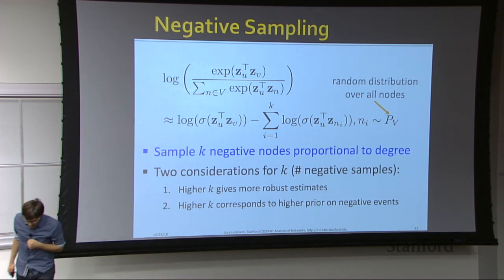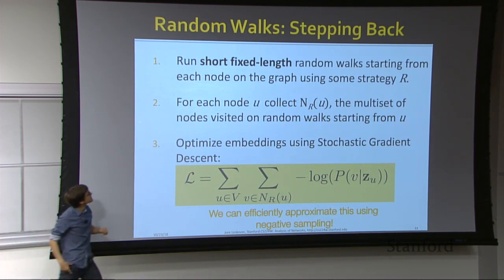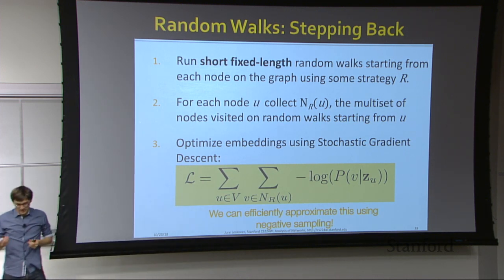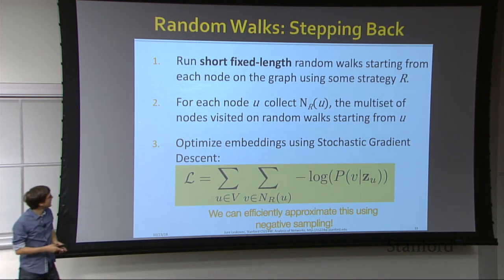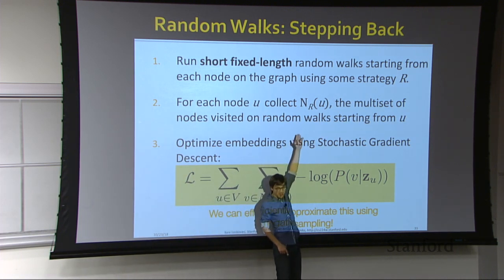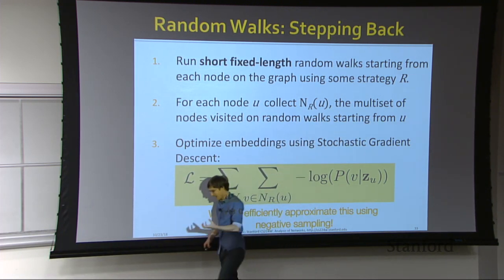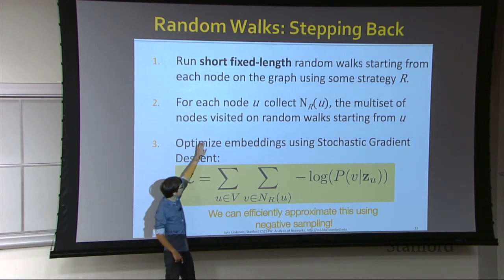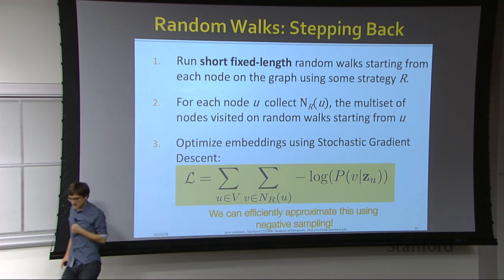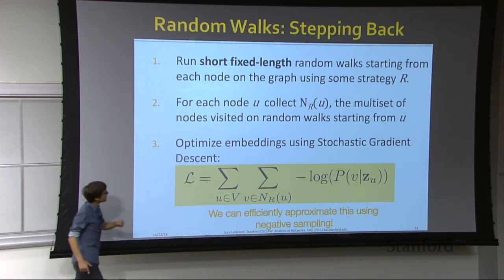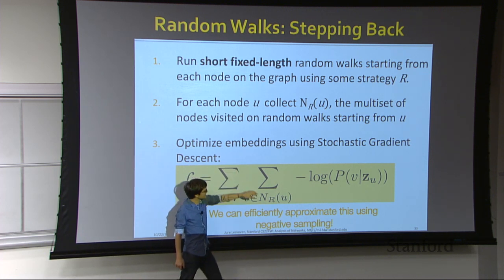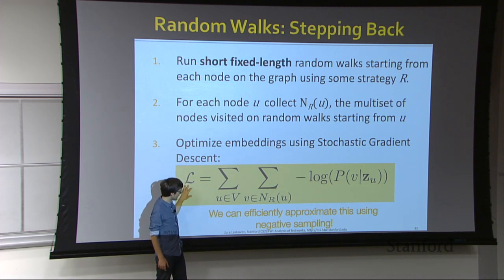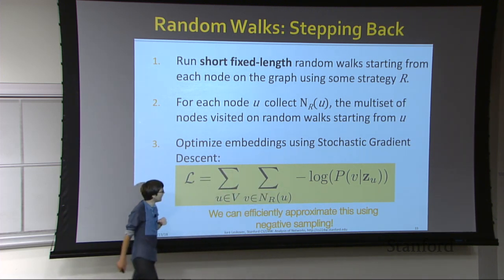Okay, good. So let me now step back and tell you how this works. The way this works is I sample fixed length random walks of the network, and for every node I will collect this neighborhood, this set N sub R of node u, which is a multi-set of nodes visited on random walks starting from node u. And then my goal will be to optimize embeddings of nodes z sub u such that this equation is maximized.